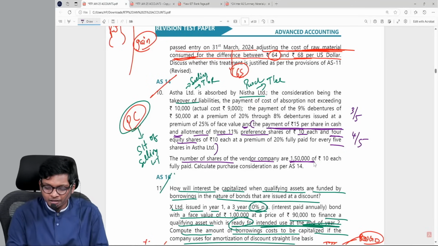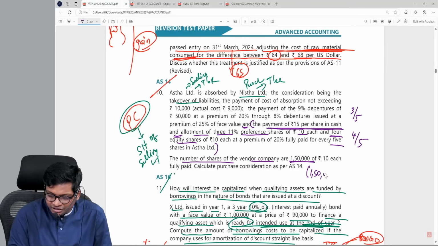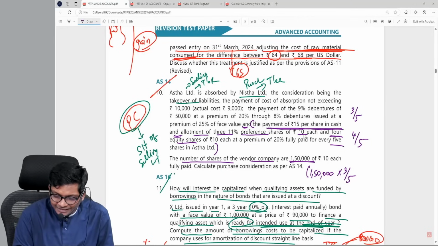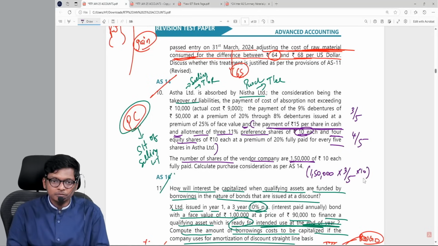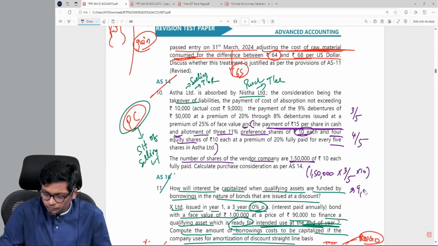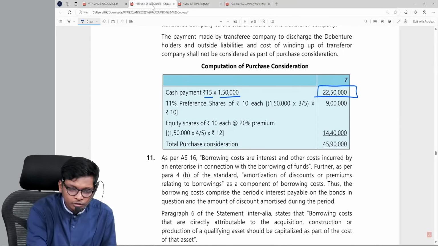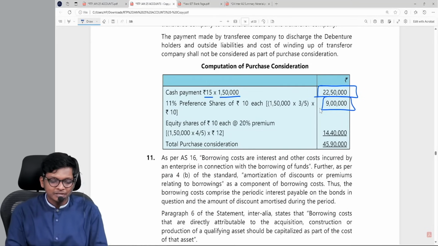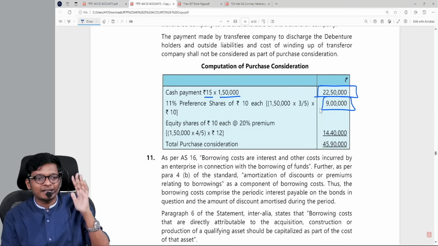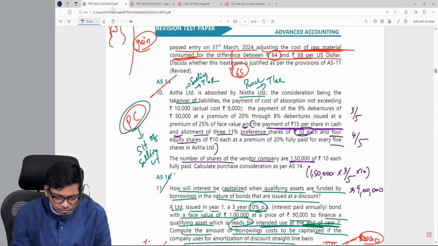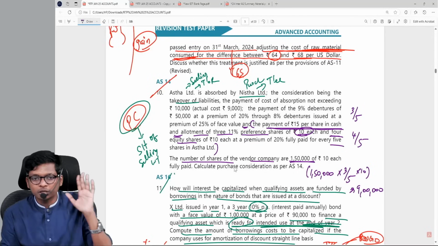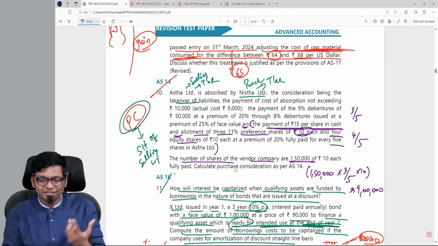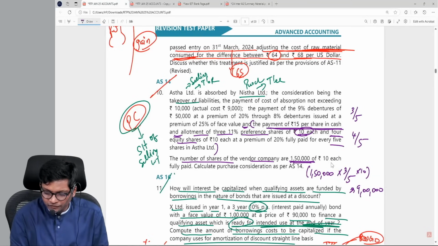1 lakh 50. So preference shares will be for every one share 1 lakh 50 into 3 by 5, and each share is given at how much, guys? 10 rupees. So into 10, how much is coming? 9 lakhs. Are you getting 9 lakhs? I'm assuming both preference and equity is 1 lakh. The number of shares of vendor are 10 lakh each fully paid up. Question wrong, I would say. It should be 1 lakh of 10 each.